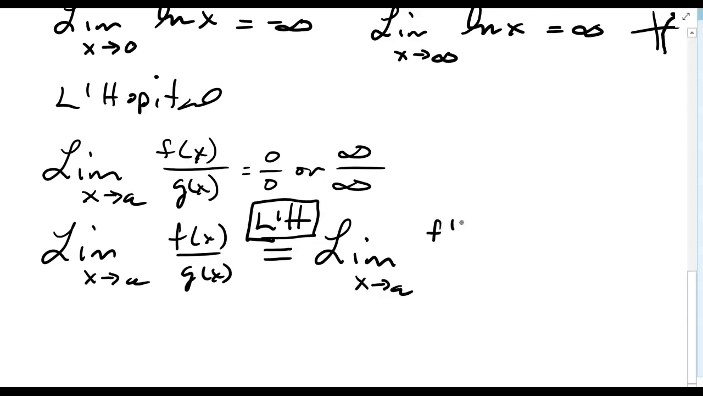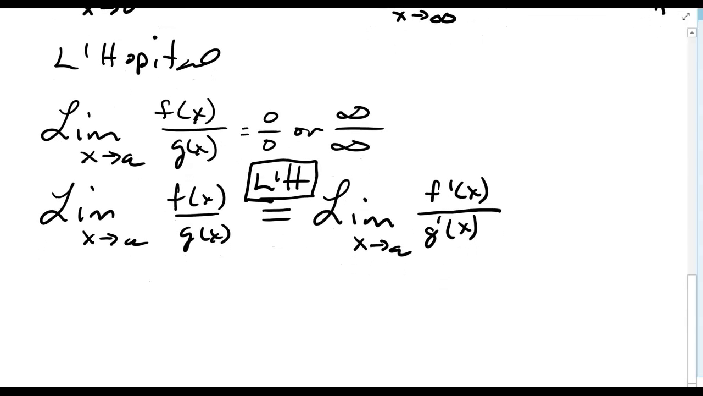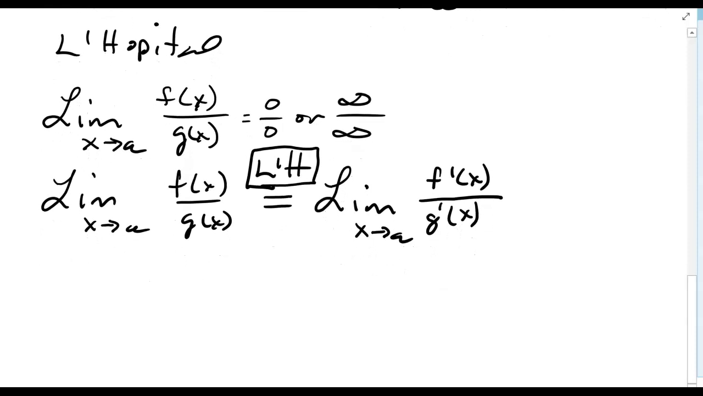And it's the derivative of the numerator independent from the derivative of the denominator. So when I say it's independent, that simply means you are not using the quotient rule. You're just taking the derivative of one over the derivative of the other, and whatever that limit comes out to, the other limit's going to be equal to that.